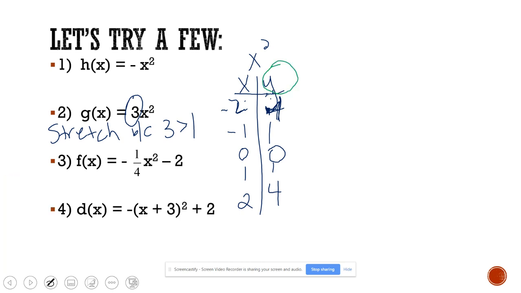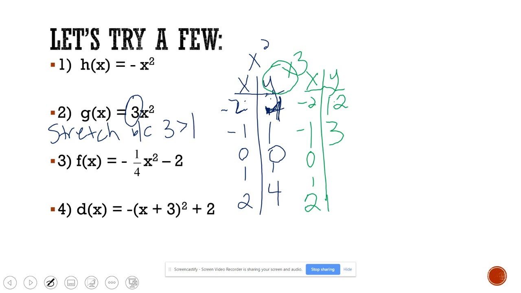And then remember in the notes on the previous slide, we said that to make a stretch, we're multiplying our y values by 3. So we still have -2, -1, 0, 1, 2, but 4 times 3 is 12, 1 times 3 is 3, 0 times 3 is 0, 1 times 3 is 3, and 4 times 3 is 12.